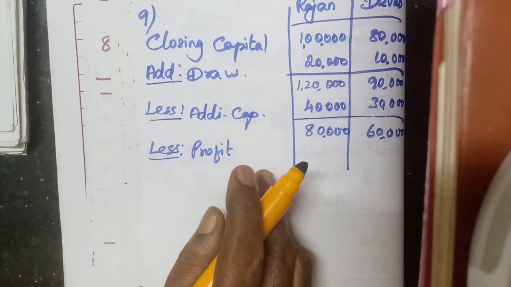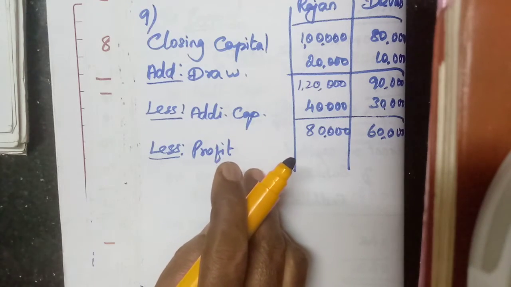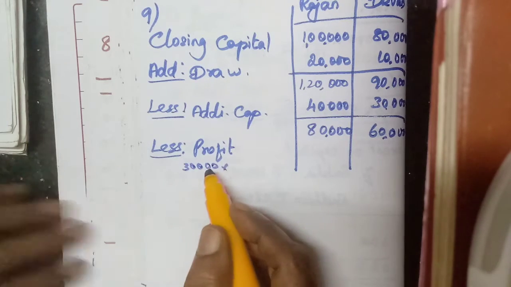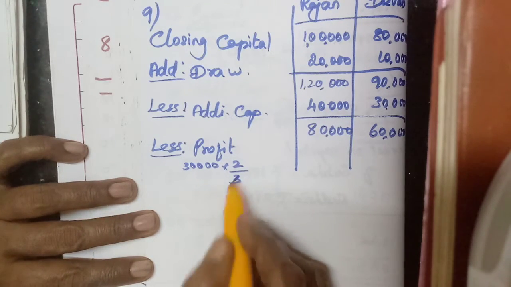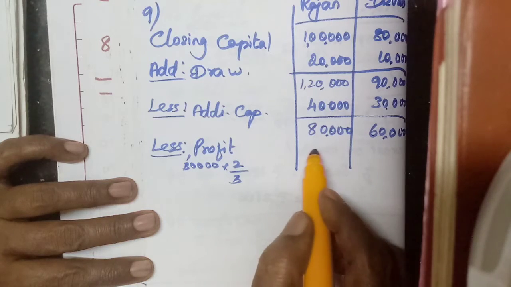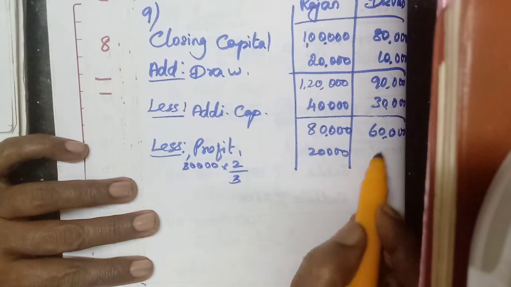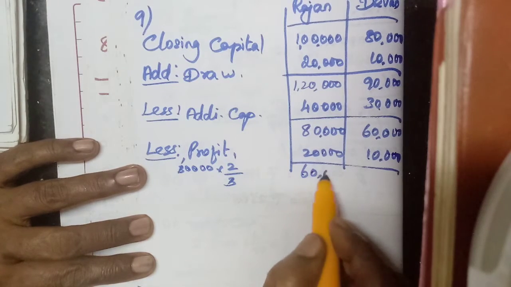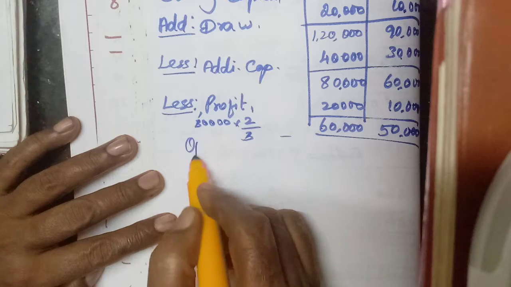Now less profit. Profit given in the profit and loss appropriation is 40. The profit earned is 70,000, so 70,000 minus 40 is 30,000, isn't it? This 30,000 will be shared among the partners in the profit sharing ratio 2:1. So 2 by 3, here 1. So 10,000 into 2 is 20,000, and here 10,000 into 1 for the other partner is 10,000. Less, so minus 60,000, 50,000. Now we got the opening capital. This is called opening capital.